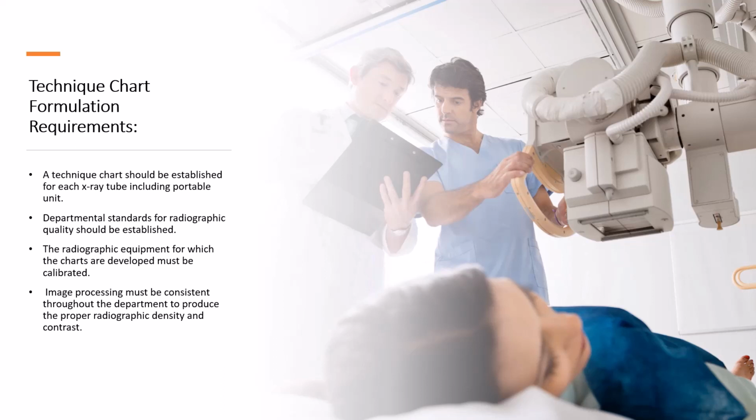When you're formulating technique charts, you should understand that a technique chart should be established for each X-ray tube, including the portable units. There may be a difference in the output between one room, the portable unit, and another room. Departmental standards for radiographic quality should be established and used as the basis for formulating the technique chart. The radiographic equipment for which the charts are developed must be calibrated. Image processing must be consistent throughout the department to produce the radiographic density and contrast that you desire.